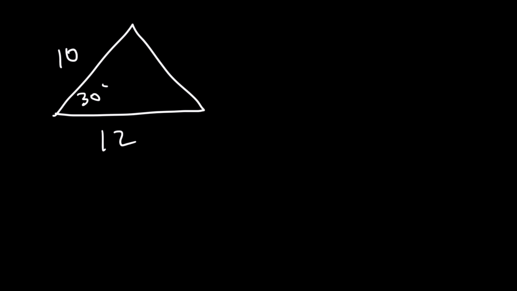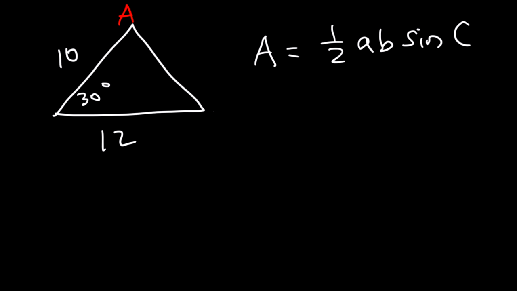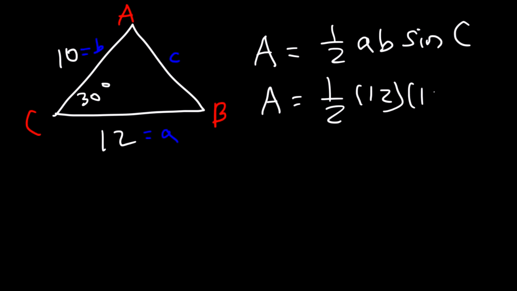Now, let's say you have a triangle where you're given two sides and the included angle. What is the area of this particular triangle? The area is 1/2 ab sine C. So let's call this angle A, angle B, angle C. This is side c, side a, and side b. In this case, lowercase a is 12, and side b is 10. And the angle between them, angle C, is 30.